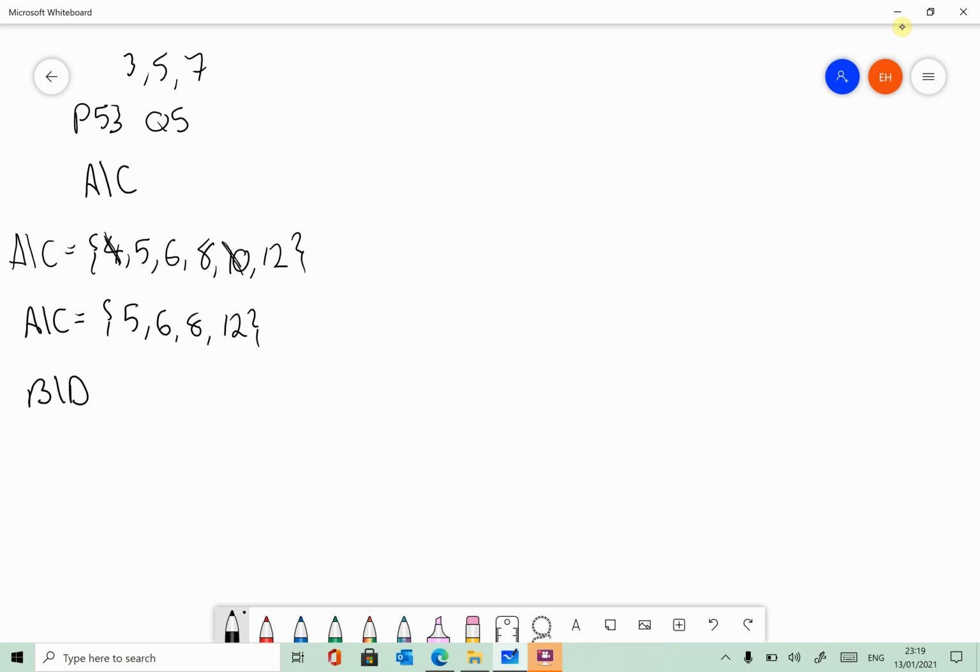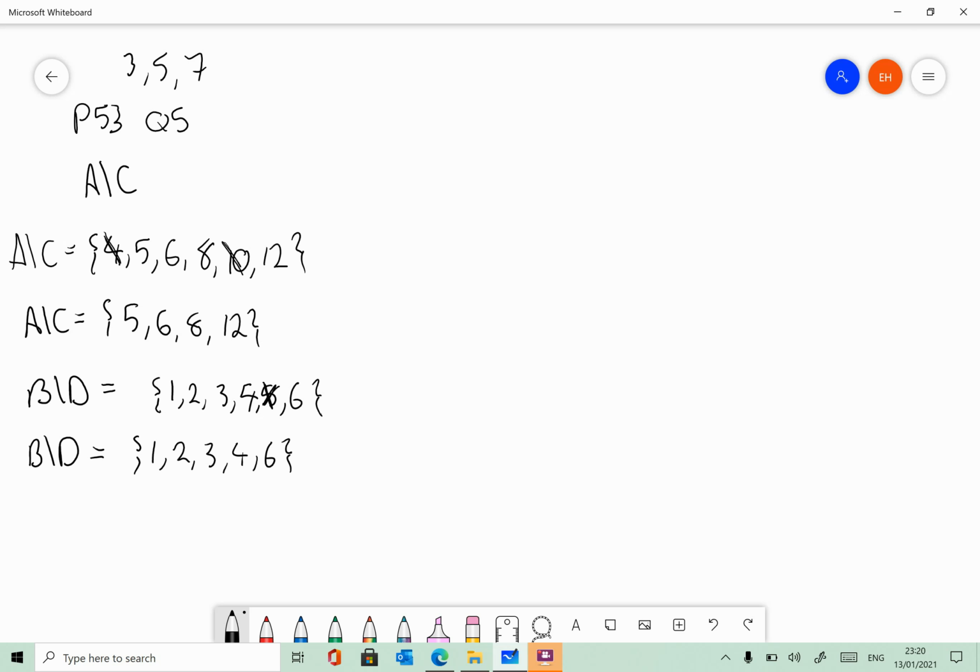Now B without D. To do this, I write out the set B: 1, 2, 3, 4, 5, 6. And I remove everything that's in D from it. So I remove 0, there's no 0 to remove. I remove 5, so he's gone. I remove 10, there's no 10. And I remove 15, there's no 15 to remove. So B without D is 1, 2, 3, 4, 6. So that's how we would do the first 2 parts of that.